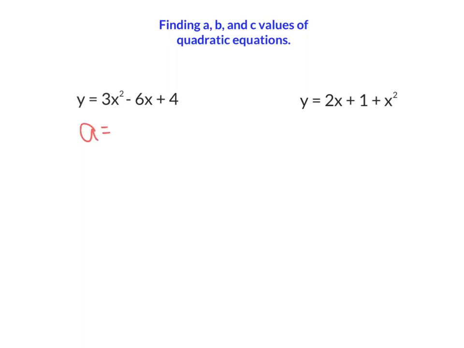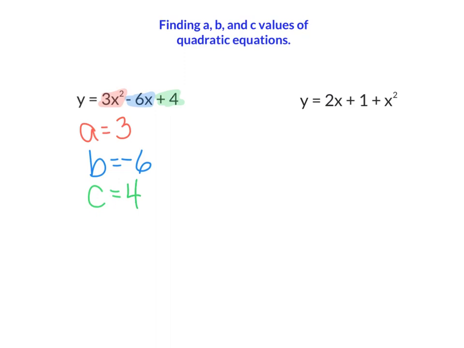Starting on the left, my a value is the number that's the coefficient to the x squared. It's positive 3. My b value, the coefficient to the x, since it's minus 6, we're going to say negative 6. And then my c value, which is my constant, or my value that does not have a variable with it, in this problem is 4. Again, moving over here to the right.